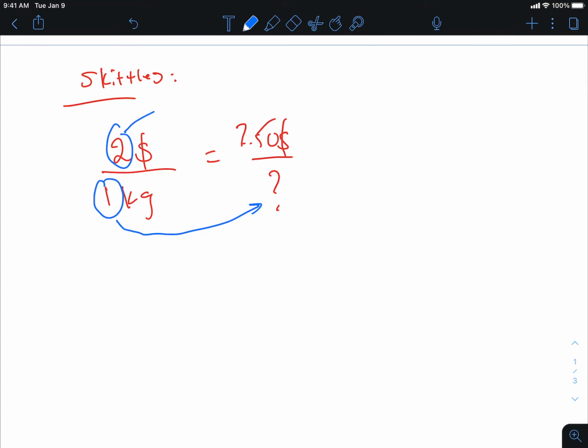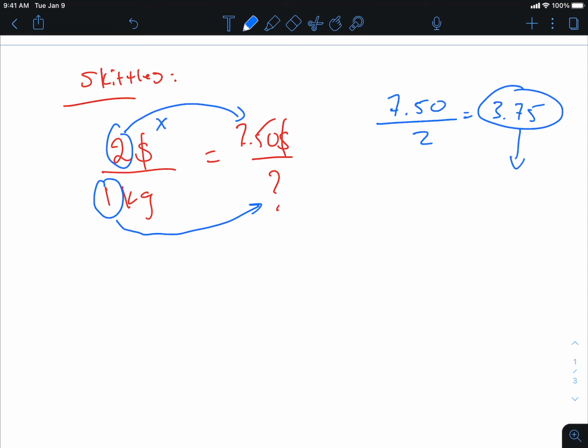So you draw the same arrow on the top. Which direction did the numbers go, bigger or smaller? They got bigger, so I have to multiply. What do I multiply by? What's 7.5 divided by 2? It's 3.75, so you can get 3.75 kilograms.